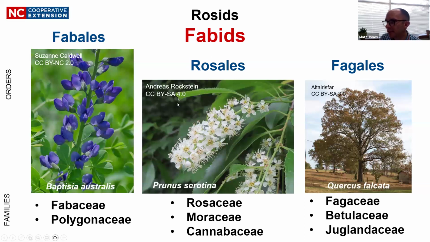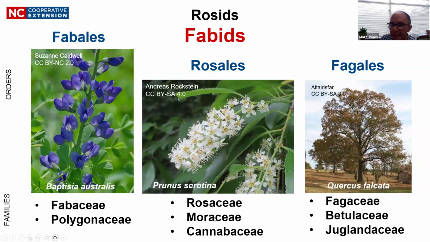Then the Rosales is another order. The Rosales include the rose family, Rosaceae, 90 genera, 3,000 species, mostly woodies, trees, and shrubs, but a sizable portion of them can be herbaceous too, with a similar flower structure. And the Rosaceae also includes many food crops like apples and pears and peaches and plums. All of those are roses.